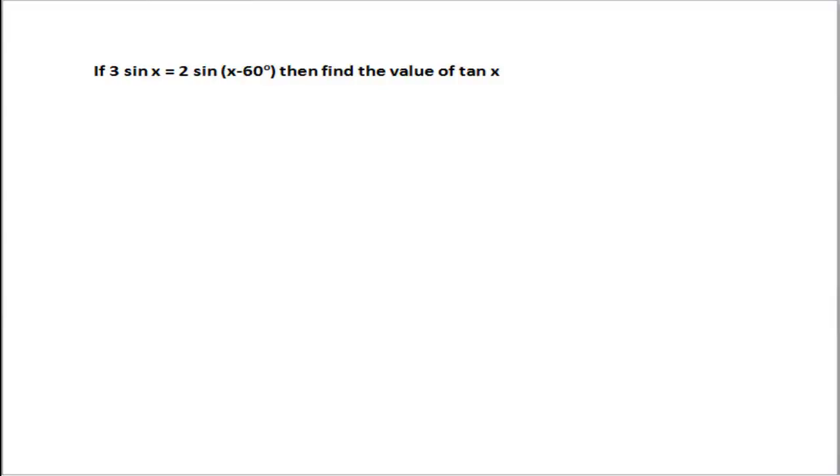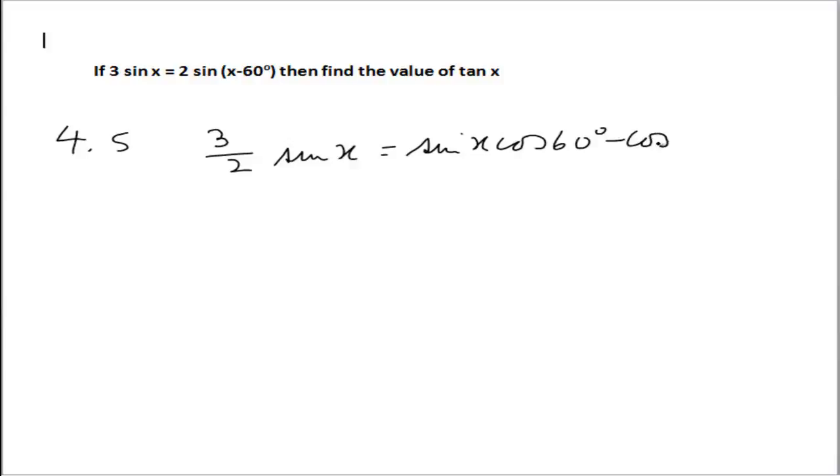4.5 on page 42. Now here we've got the problem on 3 sine x. So what I want to do is divide by 3 over 2, and that leaves us with sine of x minus 60, which is sine x cos 60 minus cos x sine 60. This will now give you a half sine x minus root 3 over 2 cos x.